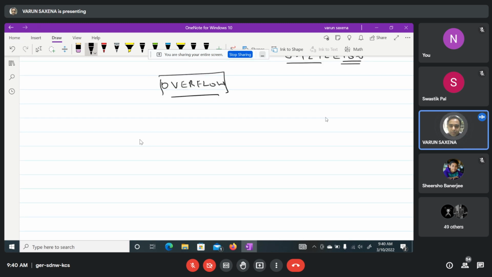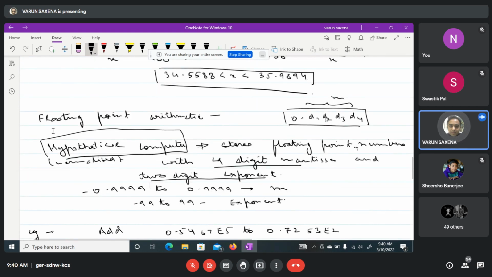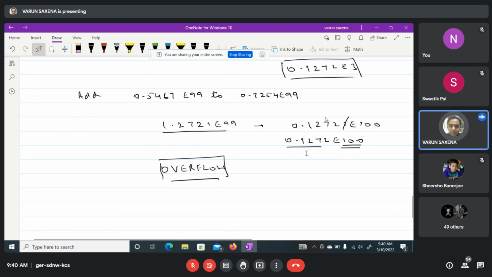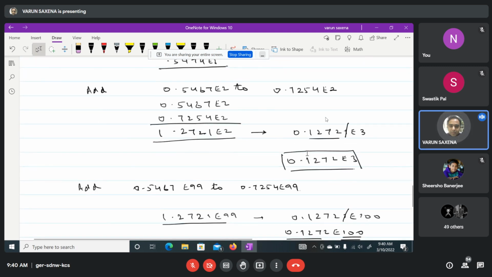You're calculating these things on some hypothetical computer that can take in 4 digits or 5 digits in mantissa and maybe 1 digit or 2 digits in exponent, something like that. If I would have said that this hypothetical computer has only a 1-digit exponent, then this would have been okay, and this would have been a problem. Even if you got an exponent like E10, that would have been a problem, because I've given you a computer that can store only 1 digit in the exponent. So that is what it is. Okay.